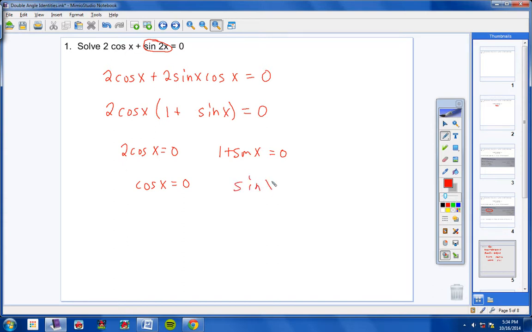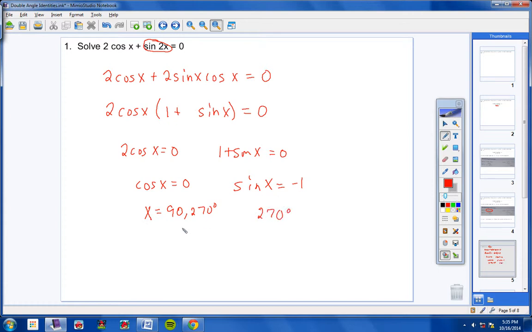Now, you should understand by now, when you're dealing with cosine and sine, and you're trying to find an angle that gives you 0 or negative 1, you're going to be dealing with axis angles. So quickly with your calculator, if you check 0, 90, 180, 270, you're going to see that x equals 90 and 270. Okay, if you take the cosine of 90, you'll get 0. If you take the cosine of 270, you'll get 0. Over here, the only angle that gives you negative 1 when you take the sine of it is 270.